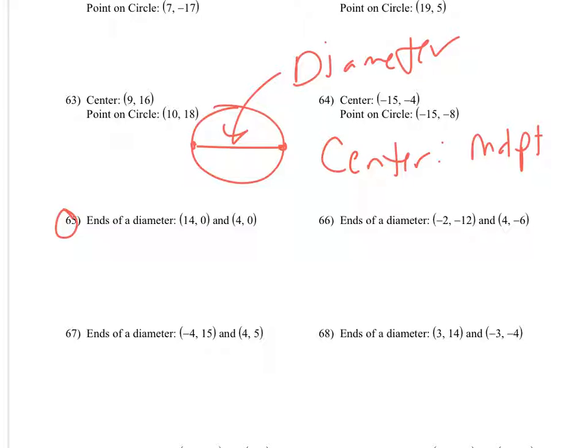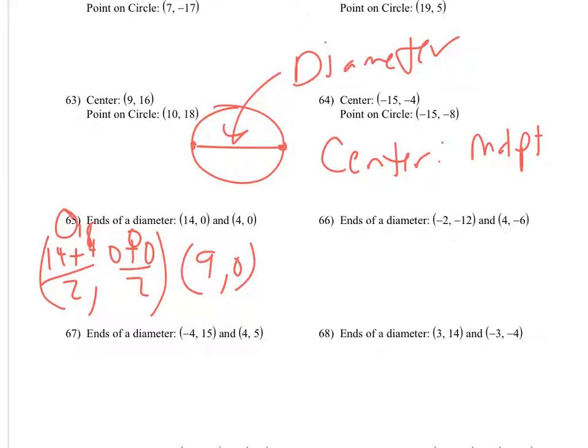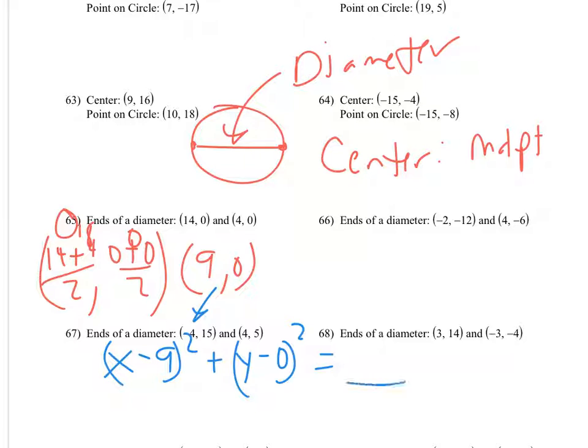So I'm going to do between these two. So 14 plus 4 divided by 2, 0 plus 0 divided by 2. So this would be 18 divided by 2 or 9, 0 divided by 2 or 0. So there's my center of my circle. So that does tell me it's going to be x minus 9 squared plus y minus 0 squared. We need to now figure out our radius squared right here.